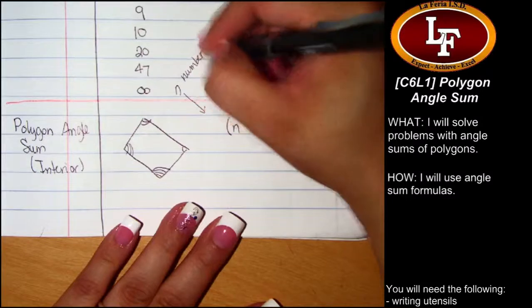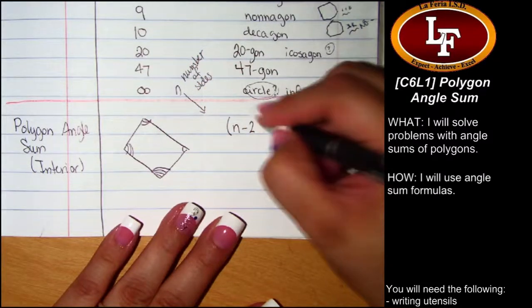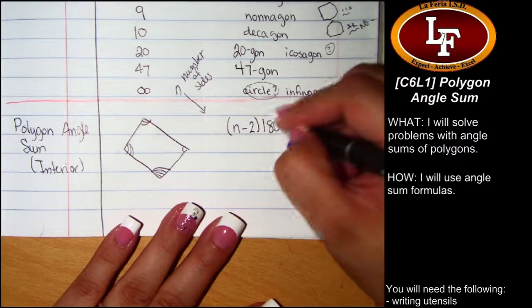N for number. Subtract 2 from it, and then multiply it by 180.